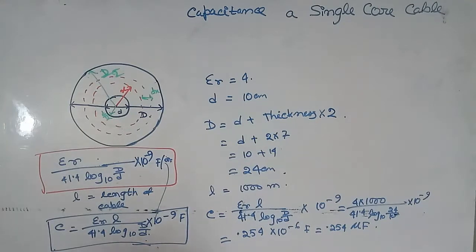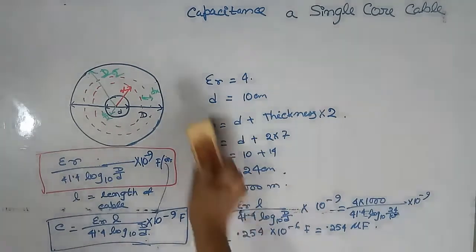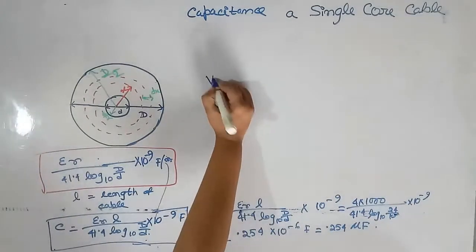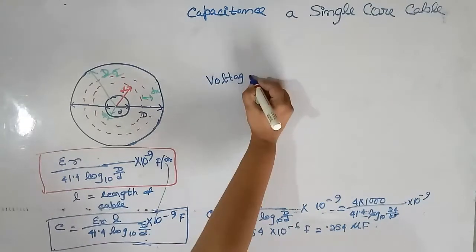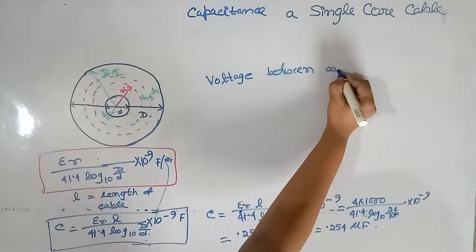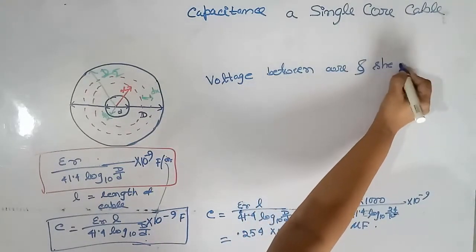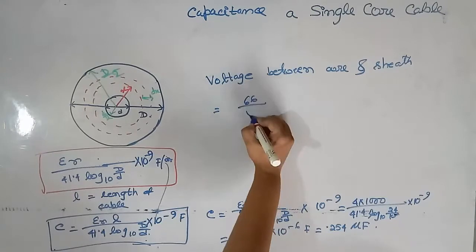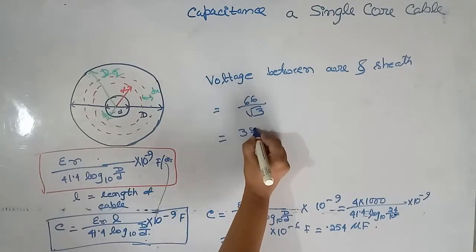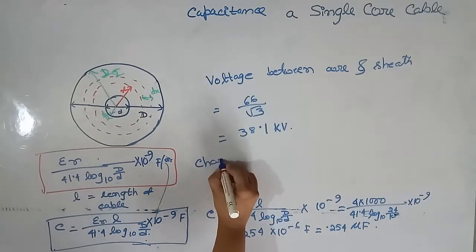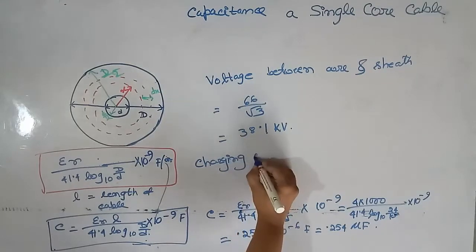Now next we find the expression of charging current. So we have to find the voltage between core and sheath. So voltage between core and sheath is equal to 66 by root 3 equals to 38.1 kV.